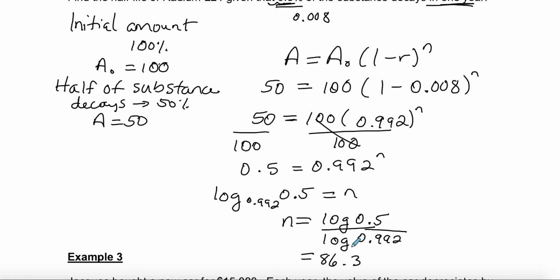So therefore, the half-life of radium-224 is about 86.3 years. So we know that if you started with 100%, it would take about 86.3 years to end up with half of that.